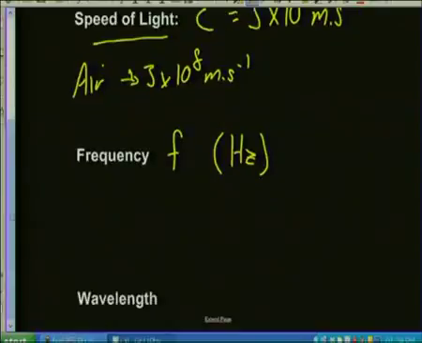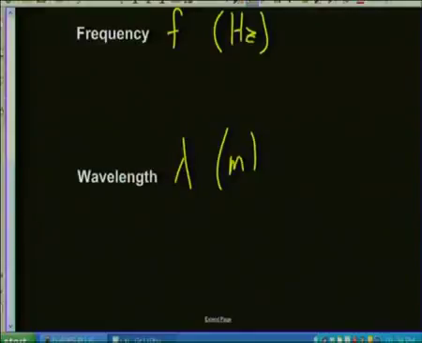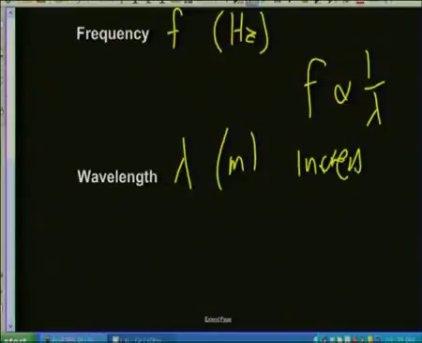Now, the wavelength, given a symbol lambda, is measured in meters. And again, what we need to recognize is the relationship between these two. Because the speed of light is constant, we recognize that the frequency is inversely proportional. That means it's proportional to 1 over lambda. It's inversely proportional.